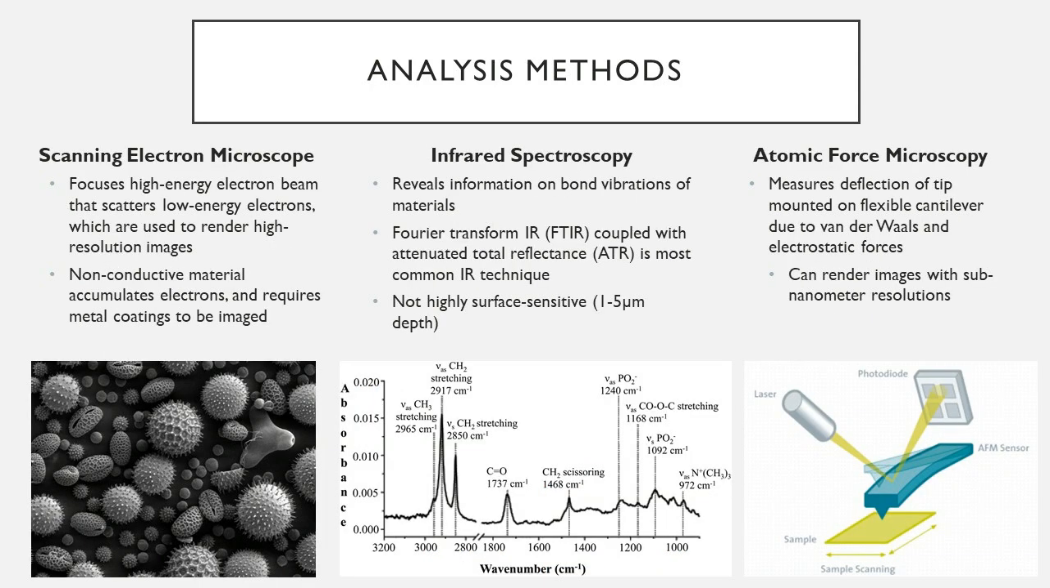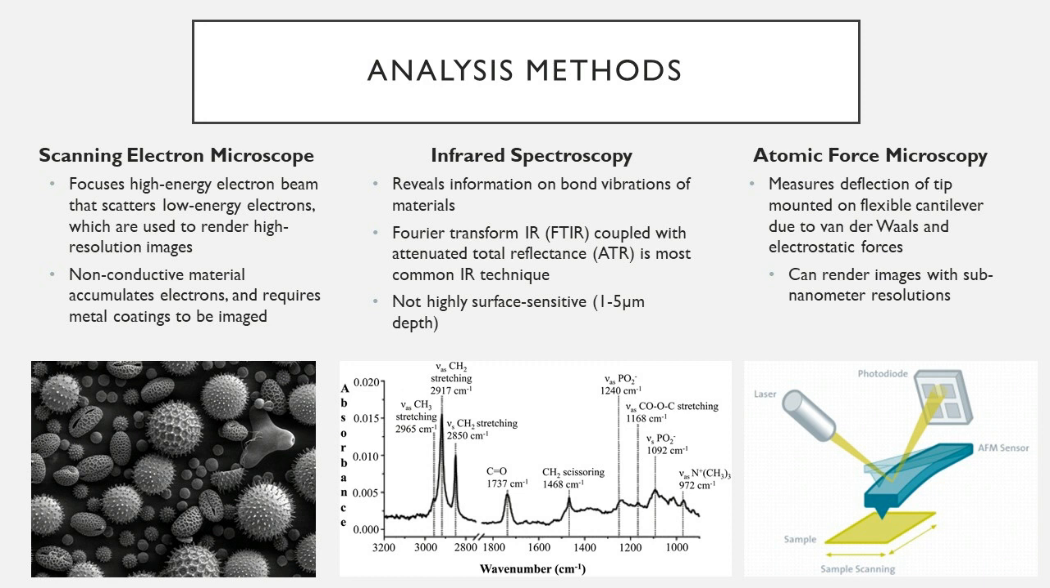The next method I want to touch on is SEM, or scanning electron microscopy. In this particular method, an SEM unit will focus high energy electron beams that scatter whenever they hit a surface, and then the scattered low energy electrons that bounce off are used to render high resolution images.